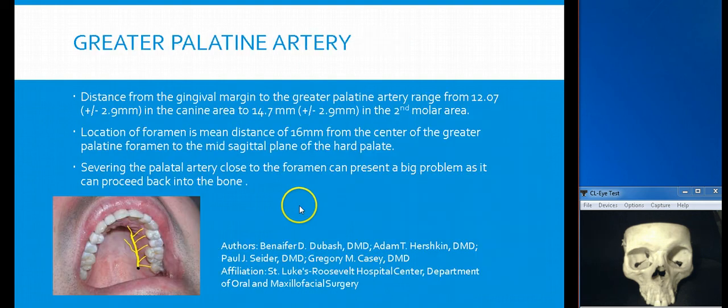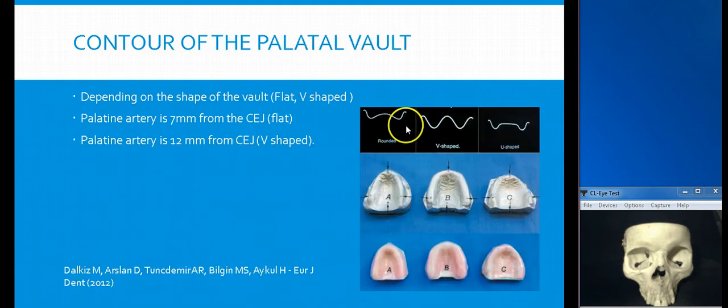The other thing that can affect the placement of the palatine artery is obviously also the shape of the palate, because you could have a rounded, very shallow, a very deep V shape, or in some cases a U shape. Based on the shape of the vault itself, the palatine artery could be 7 millimeters. If it's flat, it makes sense because it's now closer to the gingiva itself. And if it's V-shaped, you tend to be a little bit farther away because the palatal vault goes more up.